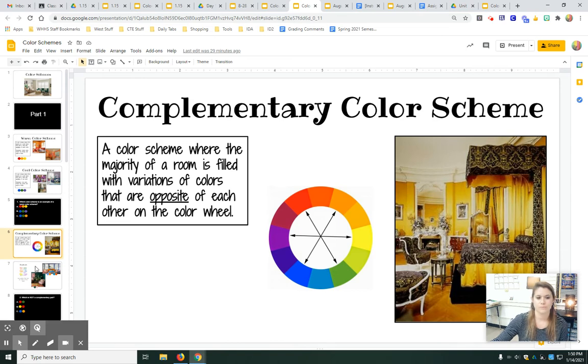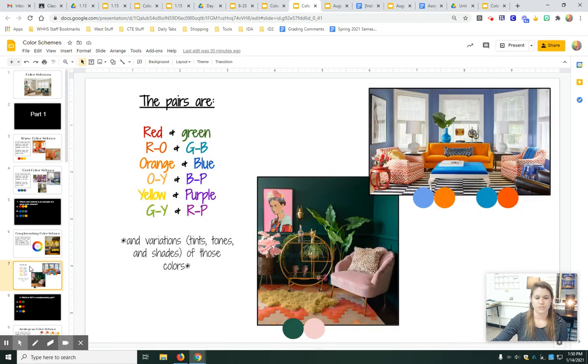I should have put that as a question. Here are your 6 pairs of complementary colors on the wheel. Notice that 3 of them, the red-green, orange-blue, and yellow-purple, one of them is a primary color and the other one is a secondary color. The other 3 pairs are tertiary colors. These can also include variations, which would be your tints, tones, and shades of these colors, and you guys learned about tints, tones, and shades in the last video.